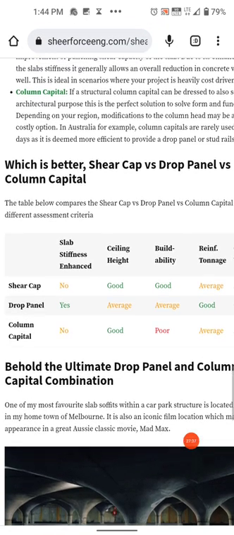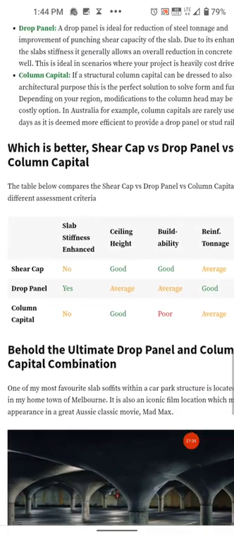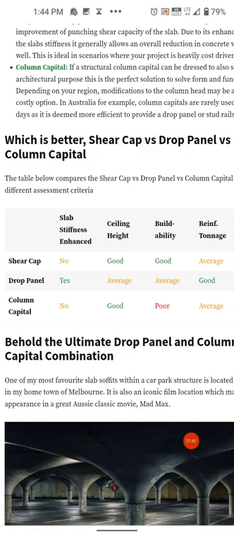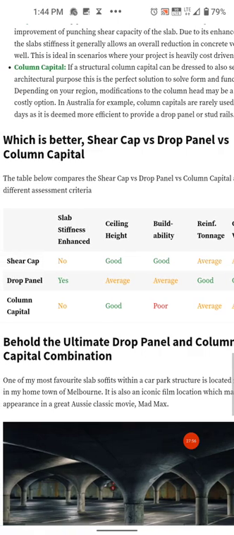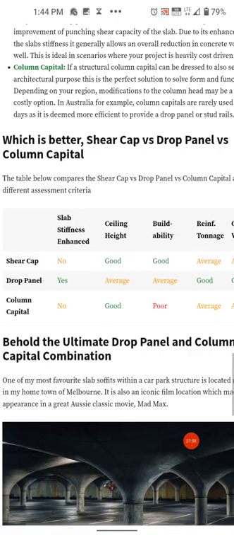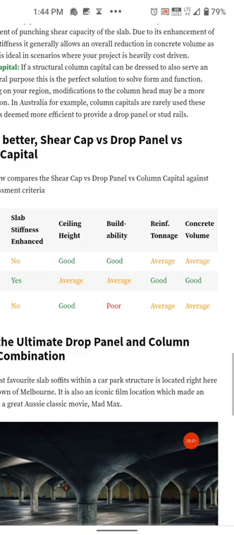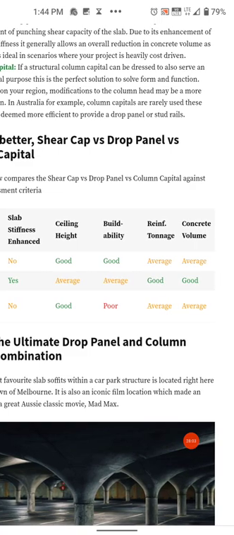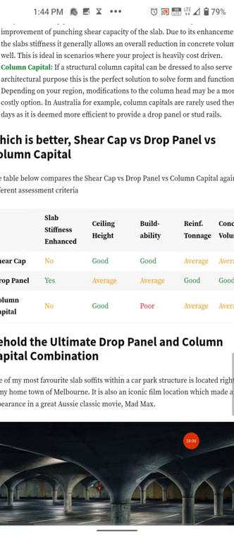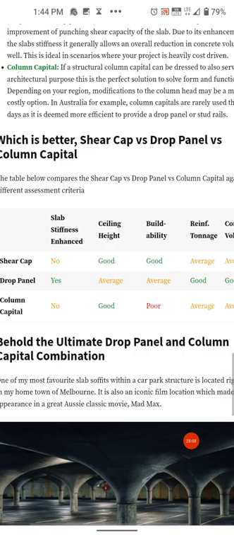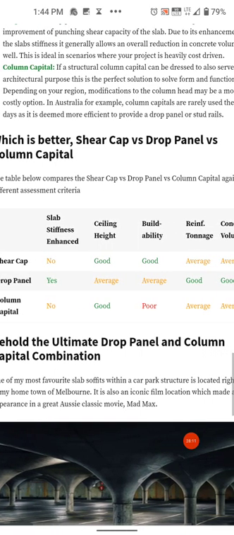There's a description. Which is better? Shear caps versus drop panels versus column caps. Slab stiffness enhanced. Shear caps, no. Drop panel, yes. Column capitals, no. Okay. Ceiling height, good. Let's see. Buildability, column capitals are poor. Reinforcement tonnage, that's weight of steel. Concrete volume. So which one are they saying is the best? It looks like they're trying to say drop panels.